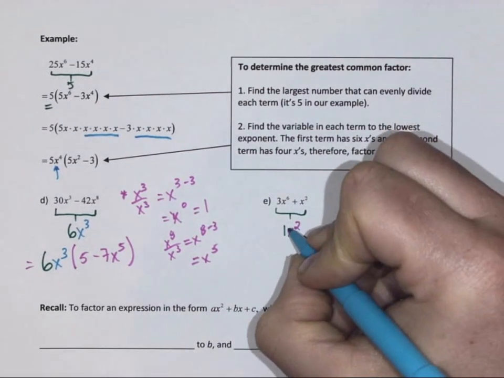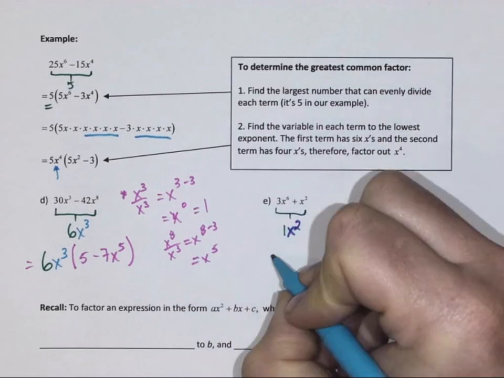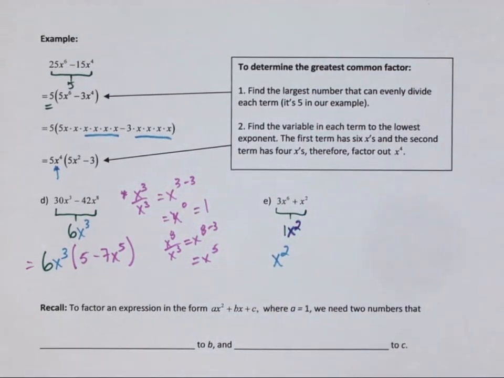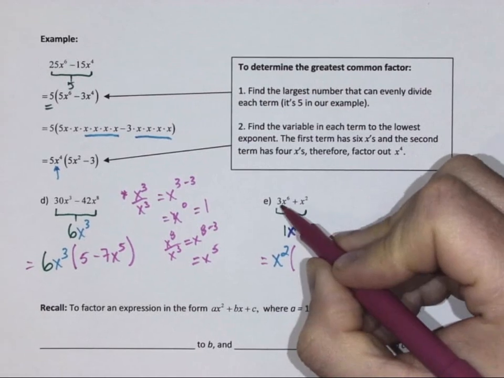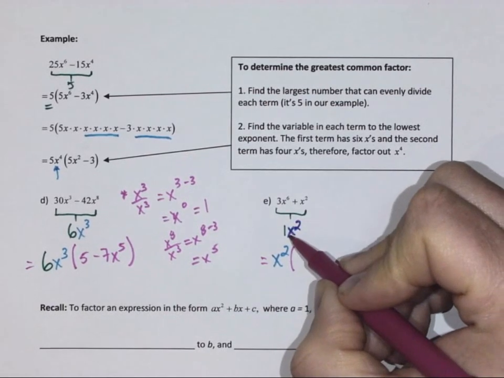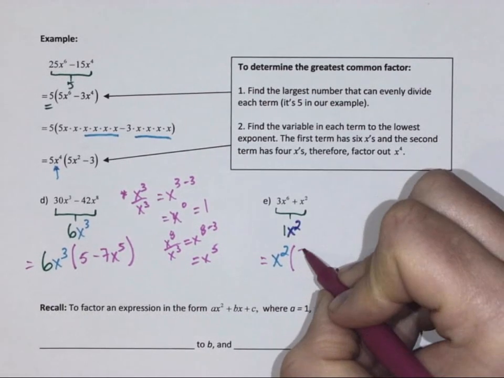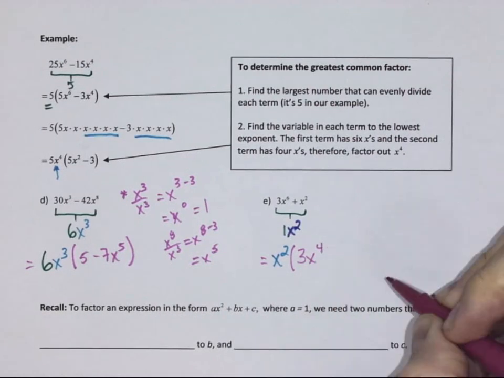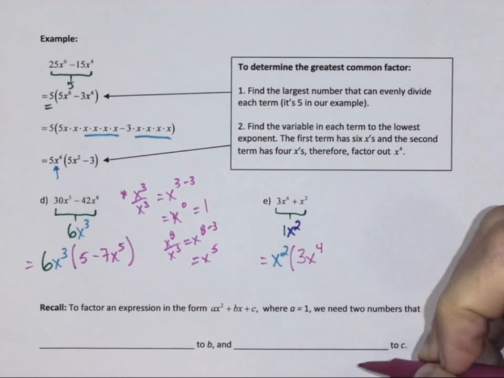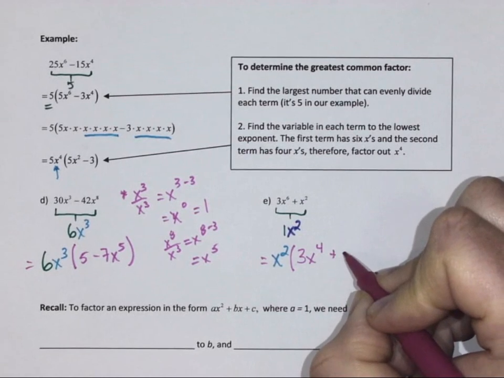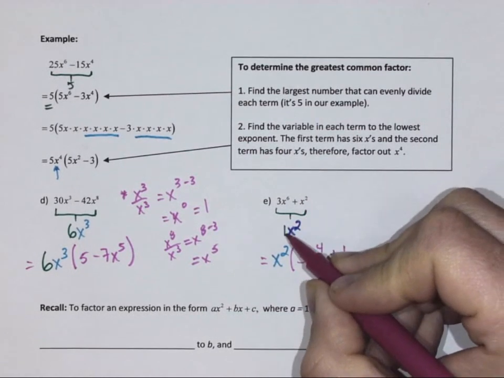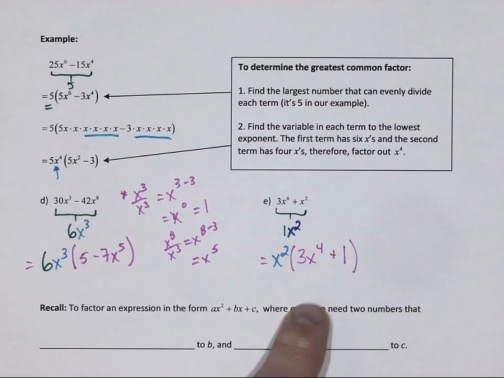I guess that should be in blue. So that x squared goes in front, and what remains goes in the brackets. 3x exponent 6 divided by x squared is 3x exponent 4. 6 take away 2 is 4. X squared divided by x squared is x exponent 0, which is 1. Or x squared divided by x squared is 1. And I've gone as far as I can.